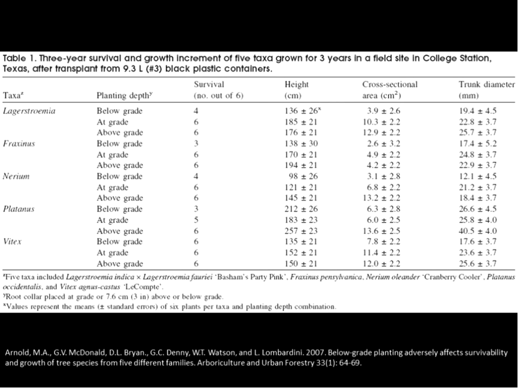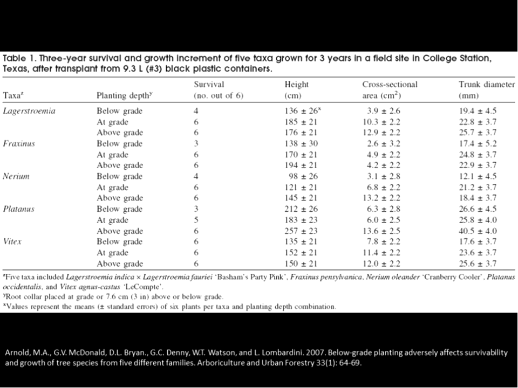This is research done by Dr. Arnold at Texas A&M. He does lots of great research studies, and this is one of them. And what they did was plant crepe myrtle and ash trees and oleander trees and sycamores and vitex trees. And what they did is they planted some of them 3 inches below grade, right, where that root flare is just 3 inches below the soil surface. They planted some that were at grade, where you could see those buttress roots coming out at the soil surface. Then they planted some where they were 3 inches above grade, where the root flare was 3 inches above the soil surface. And so what did they find?